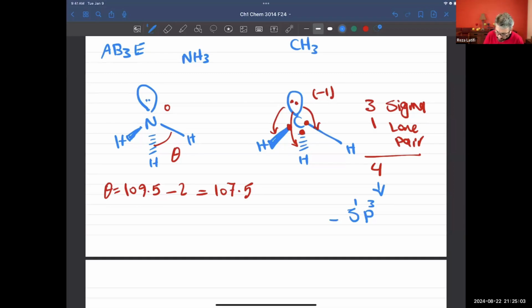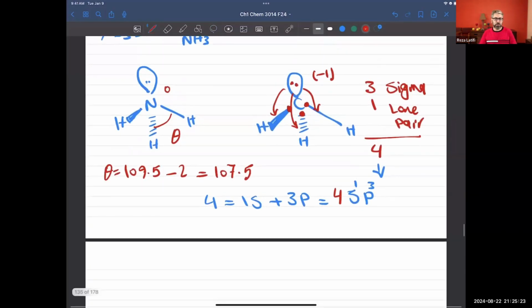Because we have 4 pairs, we're going to use 1 from S and 3 from P, and that's going to give us hybridization of sp3. Remember, we're going to get 4 hybrid orbitals of sp3. Is it polar or non-polar?